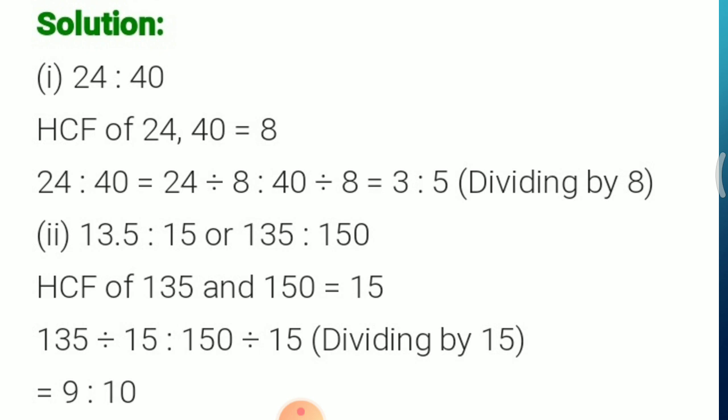Next is 13.5 ratio 15.0, okay? Or 135 ratio 150. So you take the HCF of 135 and 150, which is 15. You divide both numbers by 15. So 15 nines are 135, so 9 ratio, and 15 tens are 150, so 10. 9 ratio 10. Okay students, do all of you understand?